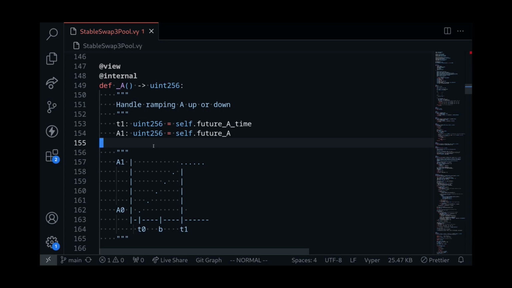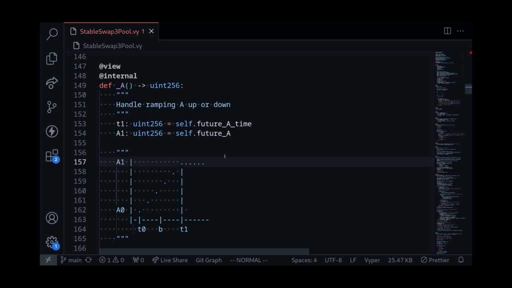When a new A parameter is set, it doesn't take effect immediately. Over time, it gradually changes from the current A parameter to this new target A parameter that is set by the admin. So inside this code, you see T1 and A1. A1 is the new A parameter that is set by the admin, and T1 is the timestamp where this new A parameter will stay fixed. At and after the timestamp T1, this A parameter will stop increasing and it will stay flat as the new value A1.